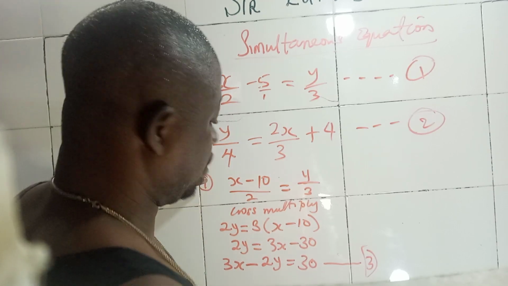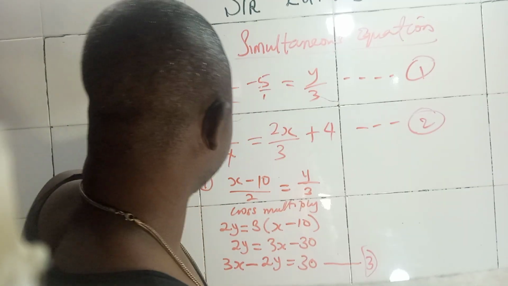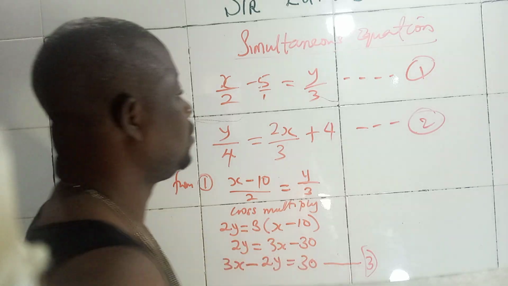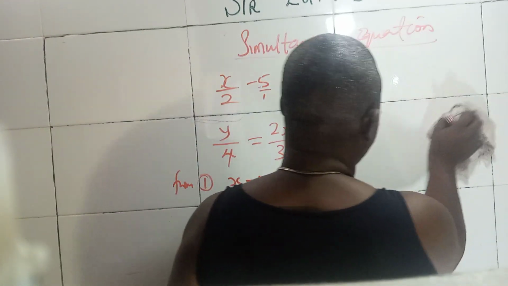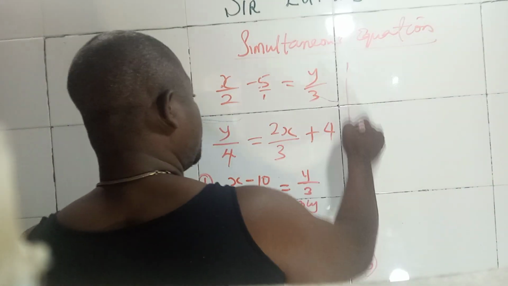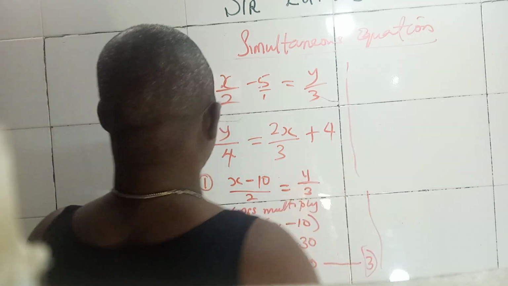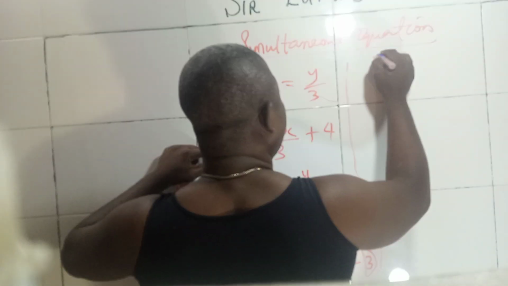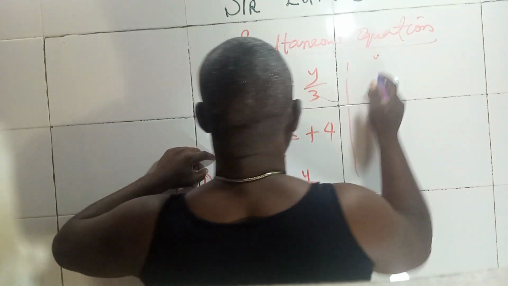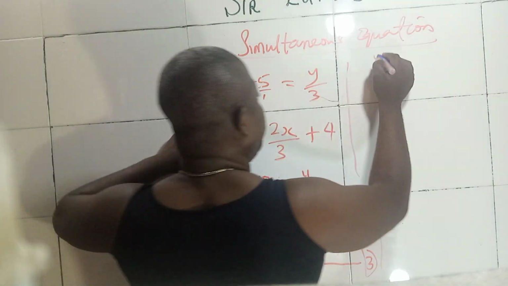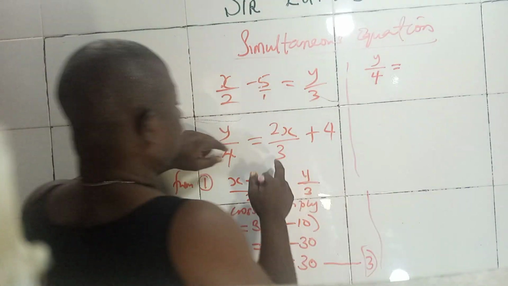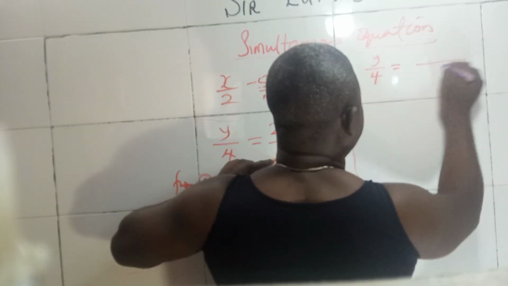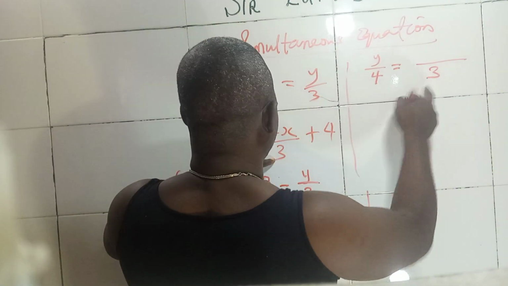So you now work on this one now. From equation 1, you have gotten this. So this is equation 3. So that's it from equation 2 now. From equation 2, you have y over 4. Find the LCM. We have y over 4 is equal to, what's the LCM of this? That is 3. 3 goes in 3, that's 1.